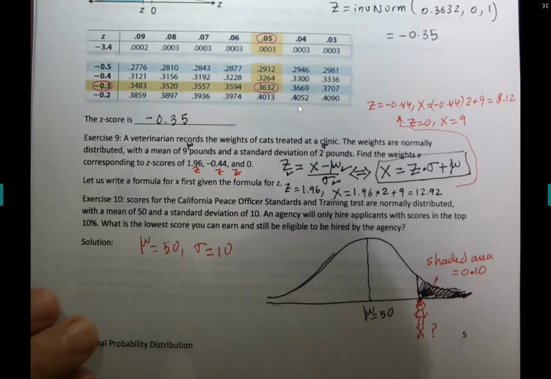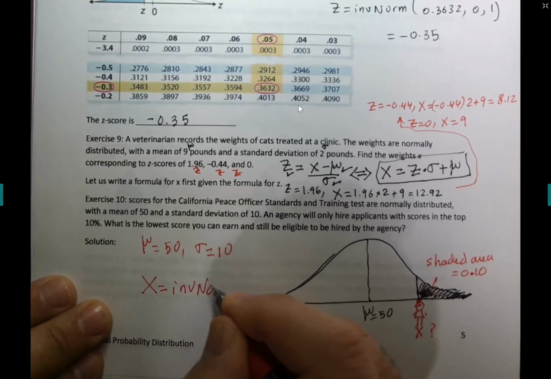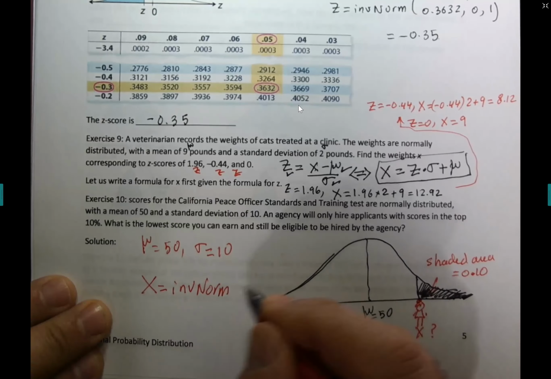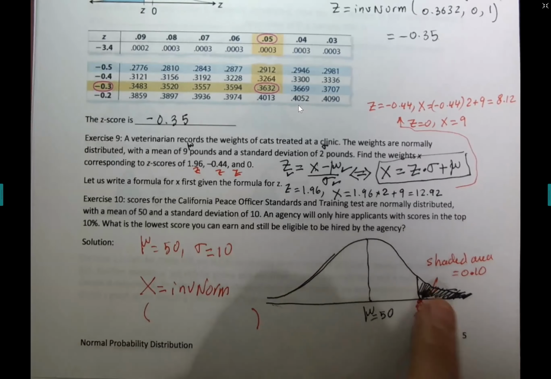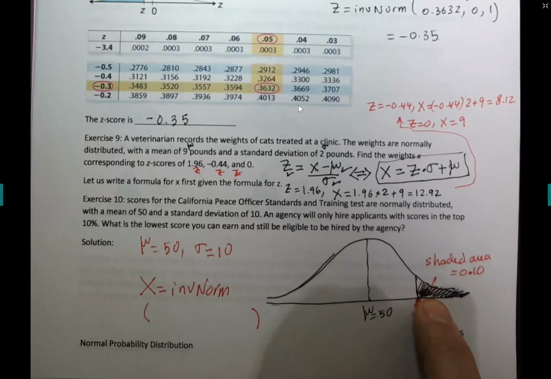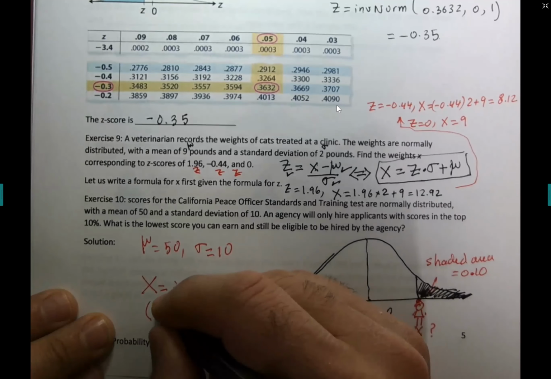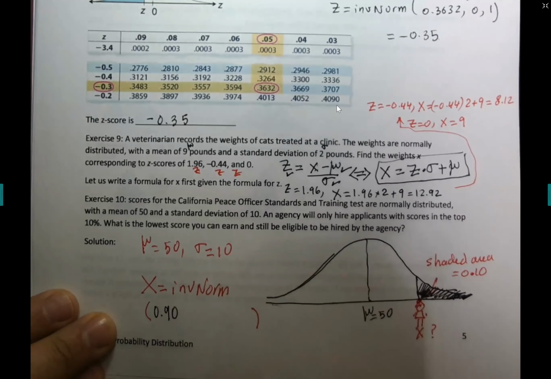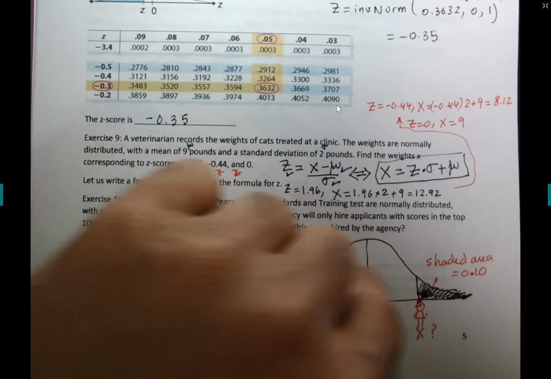And X, guys, so we need the X value and we have the probability. You learned the formula, which is inverse norm. And who can help me just fill in the blanks here? I need the area to the left. Since the area to the right is 0.10, what would be the area to the left, guys? 0.90. Yeah, 0.90. This is the area to the left, guys. If this is 10%, this is 90% right here.